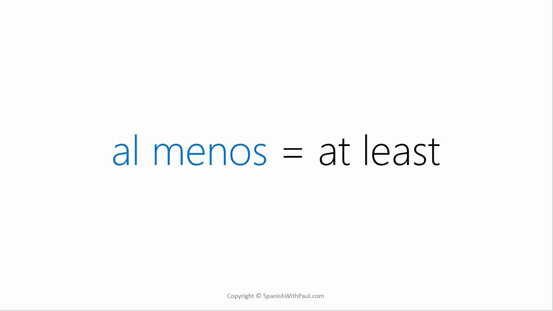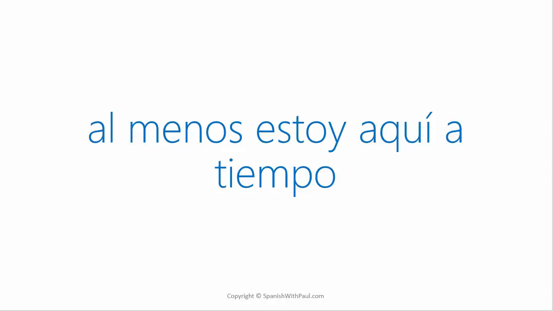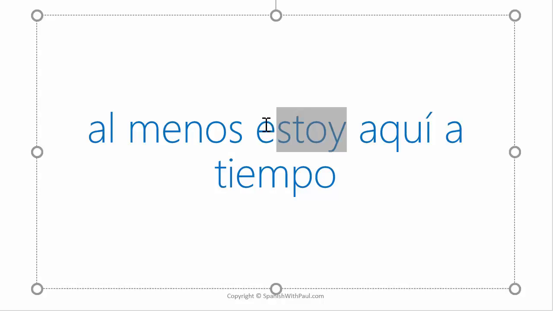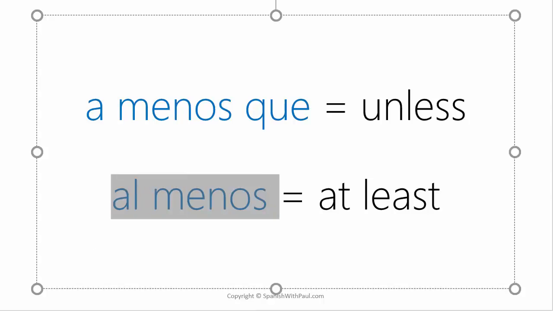For example, you could say, at least I'm here on time, which would be al menos estoy aquí a tiempo. You can see we have estoy, so this is regular. Al menos did not trigger the subjunctive, so don't get them confused. The one that we're looking at here is a menos que, meaning unless. Al menos, you just treat everything normally.